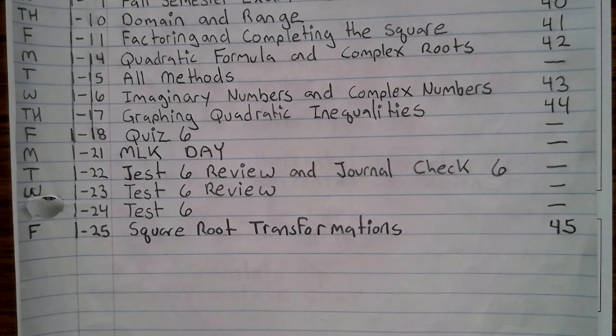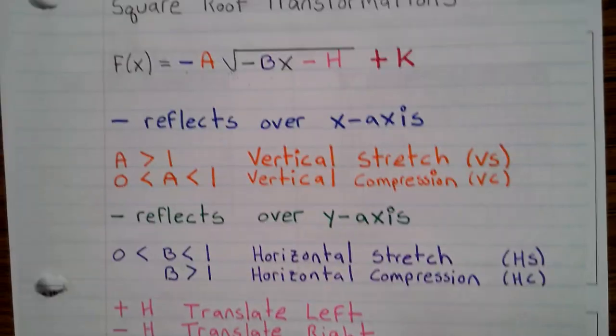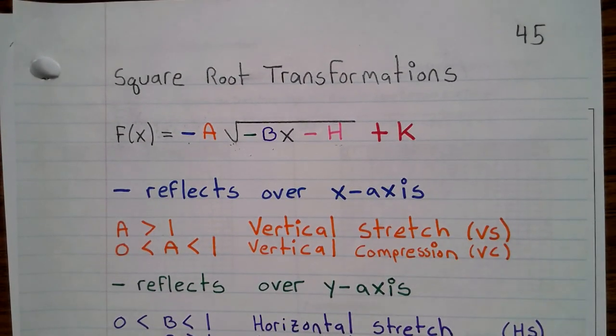Okay, Wildcats, today we're looking at Friday, January 25th, square root transformations on page 45. If you would, update your table of contents. All right, now your table of contents are updated. Let's take a look at the notes. All right, square root transformations on page 45.